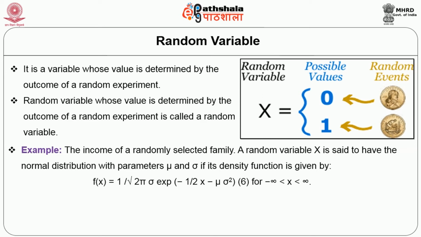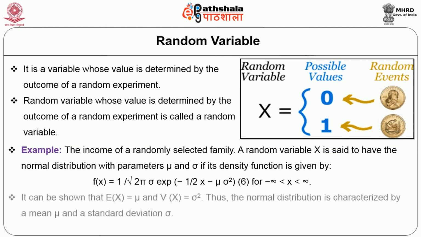For example, a random variable, say X, is said to have the normal distribution with parameters, that is the mean and the standard deviation. Its density function is given by f(x) equal to 1 divided by the square root of 2 pi times the standard deviation. It depends upon the definite population and the indefinite population. It can be shown that the expected value of X is equal to the mean and the variance of X is equal to the standard deviation squared. The normal distribution is characterized by the mean and the standard deviation.